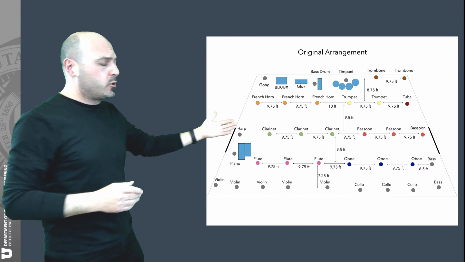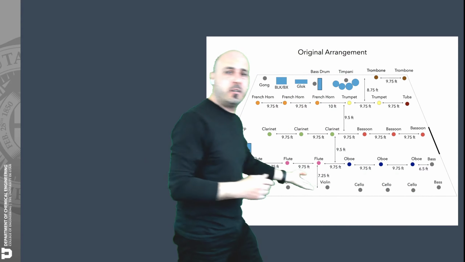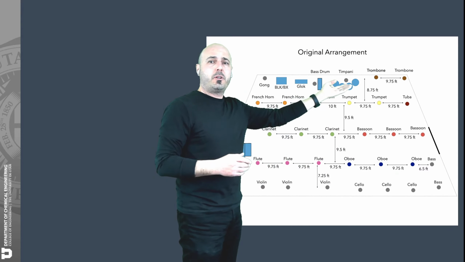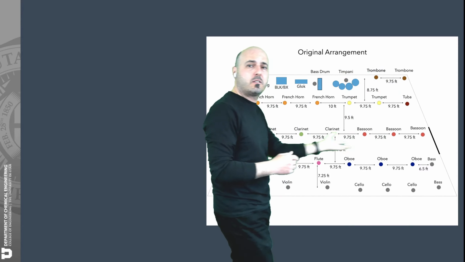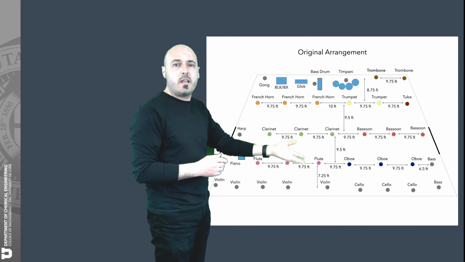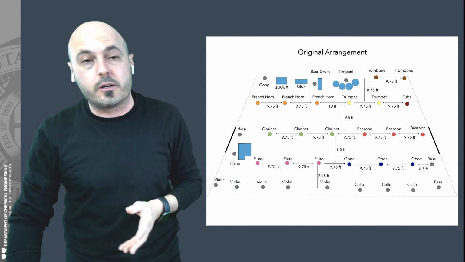This was the arrangement given to us. Okay, you can see the violins and the strings are all up front. And in the back, there's percussion, but in between, all of the dots that are colored, not blue or gray, are wind instruments. So there's a lot of wind instruments in this particular arrangement.